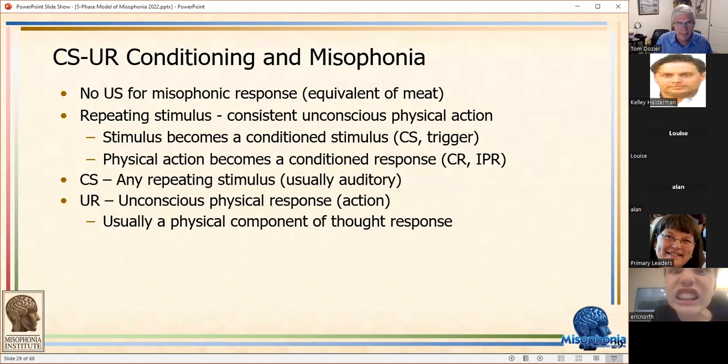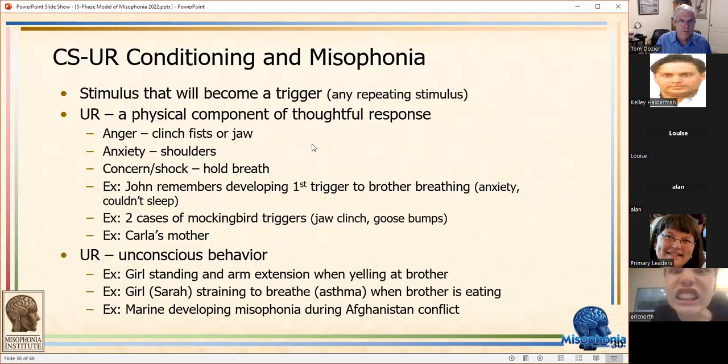usually these are muscle actions, not always, but it's something that goes along with that thought. So you have your stimulus, your repeating stimulus, and you have some, I would call it an unconscious response. It's something you do. So if you're irritated, you may clench your fist or clench your jaw. If you're anxious, you may tighten your shoulders, or you may hold your breath.